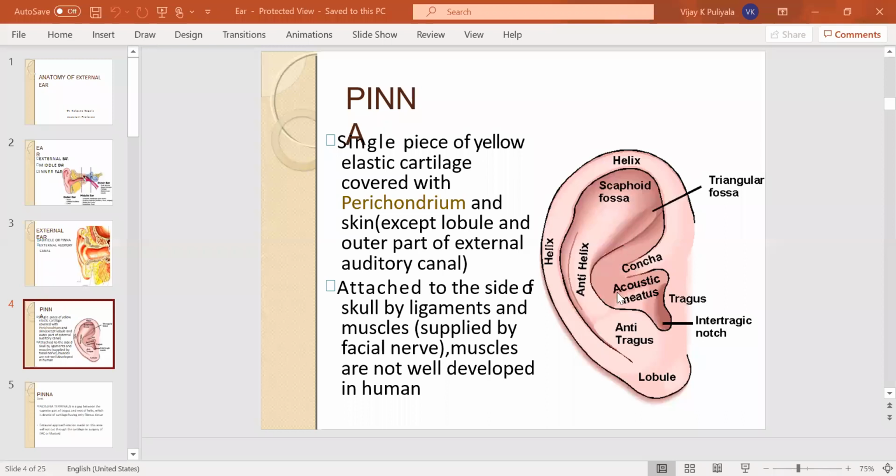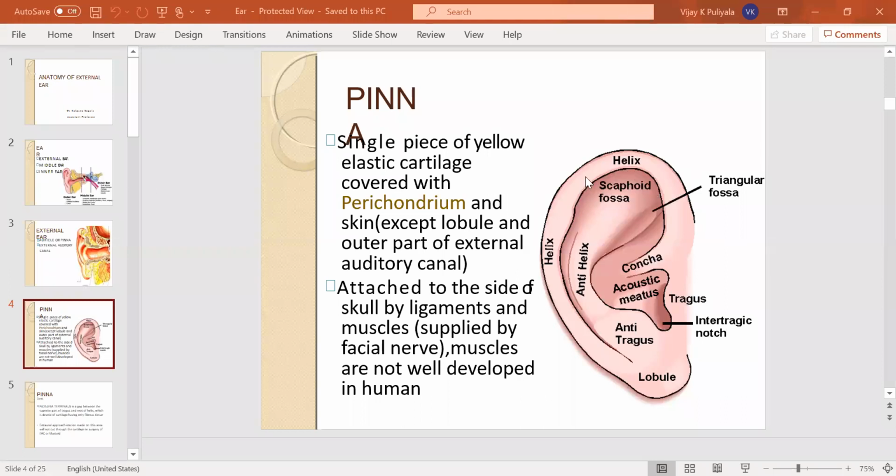This depression is called the concha. Okay, this is concha, not this one. This is crus of helix. I don't want any noise during the class. Please mute yourselves, all of you.